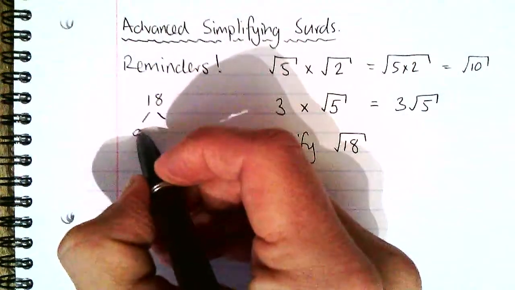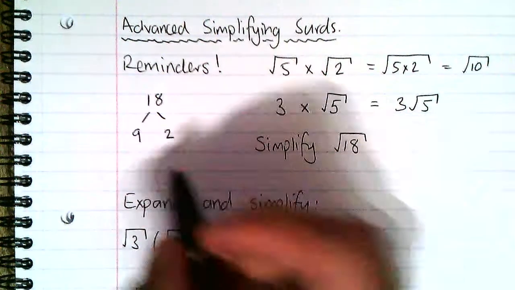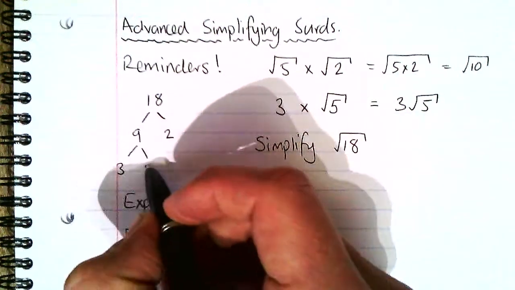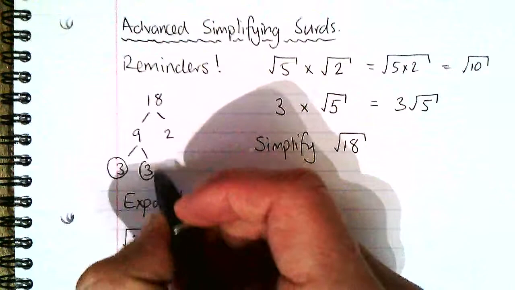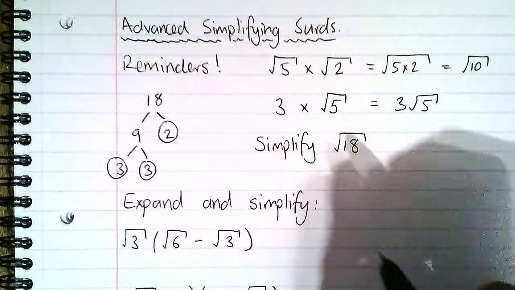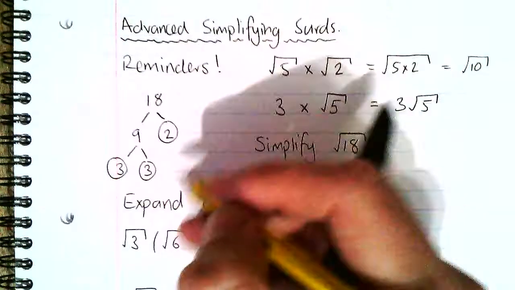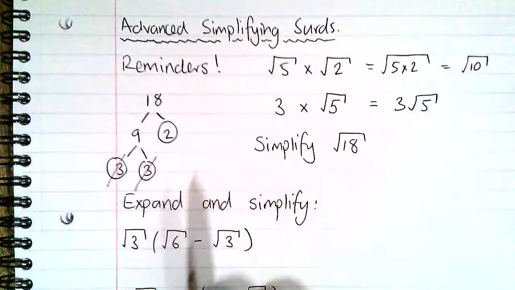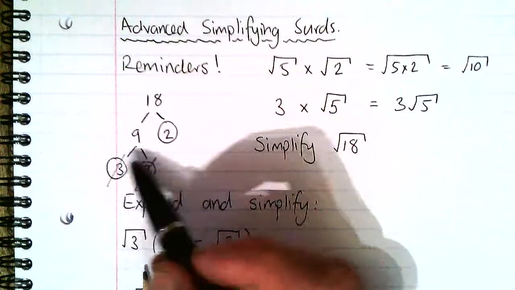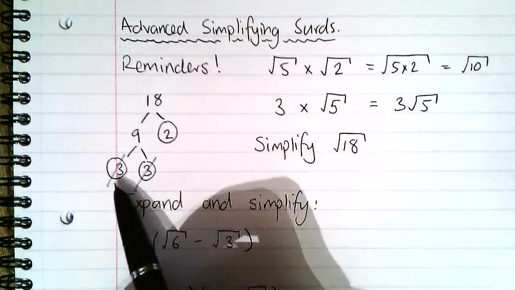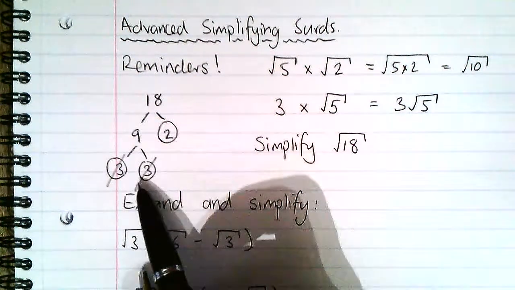So I can split into a 9 and a 2, and then I can split the 9 into a 3 and a 3. Okay, just like that. So what I'm looking for here is pairs. Hopefully you can see that I've got a pair of 3s there. That means that this pair of 3s can be square rooted because this is 3 times 3 and the square root of 3 times 3 is just 3.